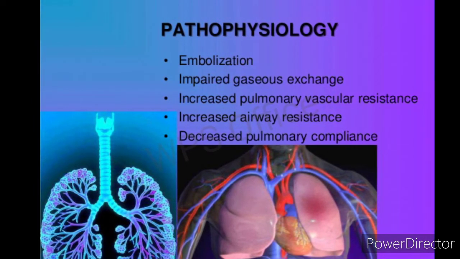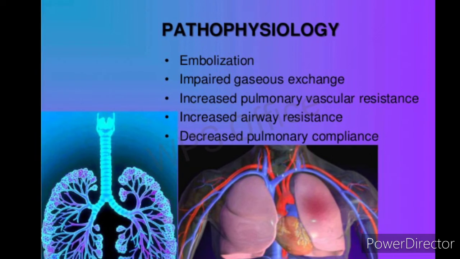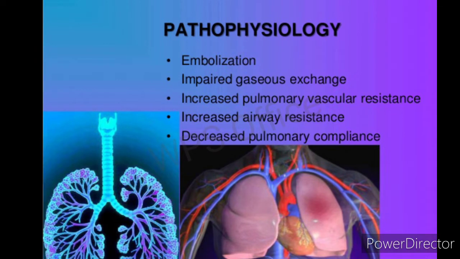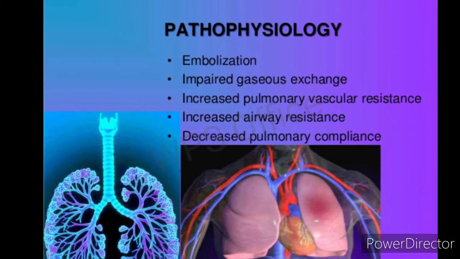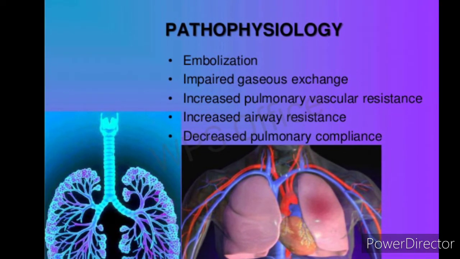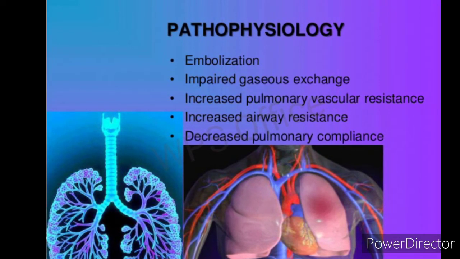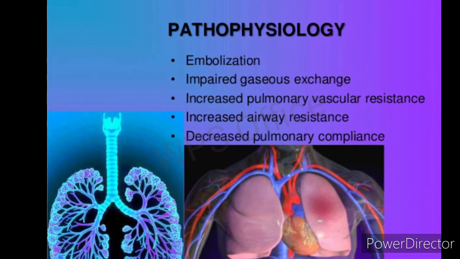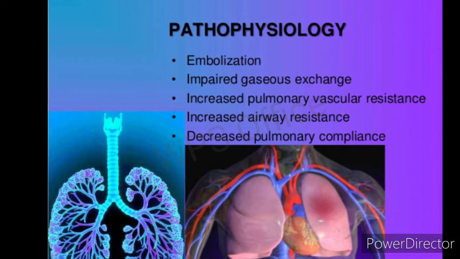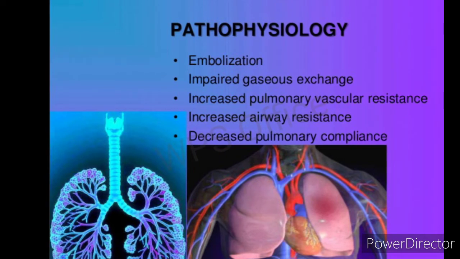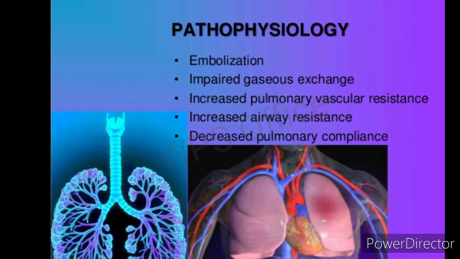Next term is increased airway resistance. If there is pulmonary vascular resistance, then automatically there will be airway resistance. That means there will be resistance in the flow of air through the respiratory tract. While we do inspiration and expiration, there will be resistance. They will not be occurring smoothly.